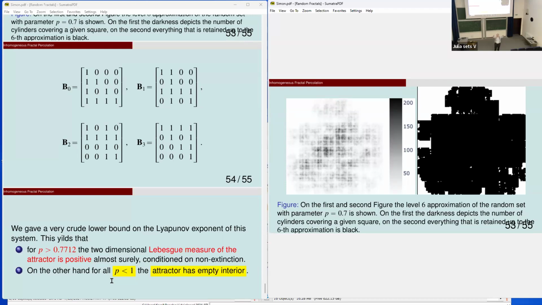This is what I didn't have time to say: in the normal traditional Mandelbrot percolation, there is a critical probability. If P is smaller than that, then it is totally disconnected. If P is bigger than this critical probability, then there is a path between the opposite sides with positive probability, only with positive probability, not almost surely, but conditioned on non-extinction. If P is big, then you can go from one side to the other with positive probability. If P is small, it's totally disconnected.